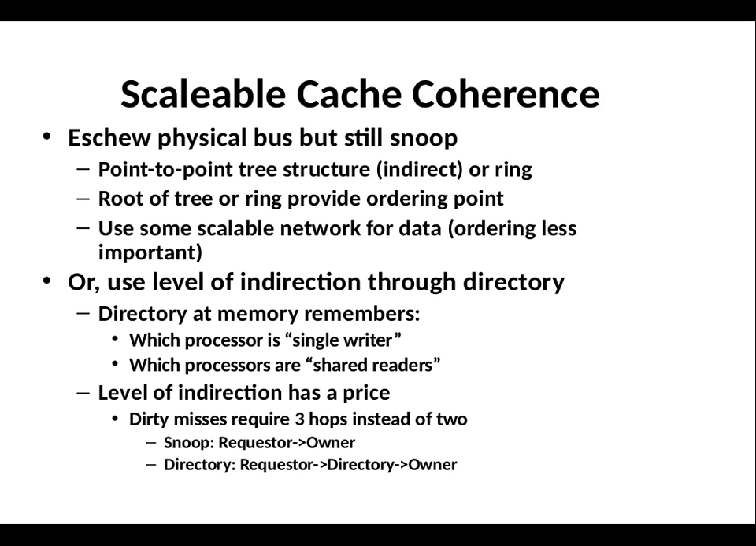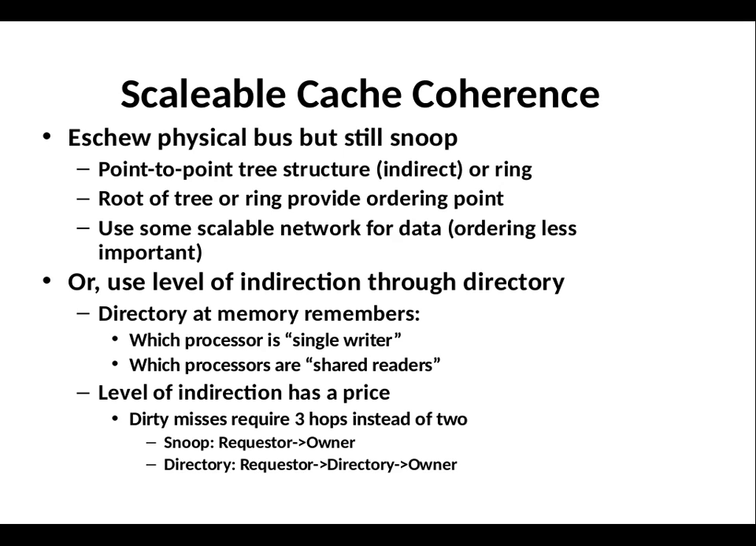The problem is, once you get outside of this bus architecture, things start to get a little tricky about how you're going to forward all the snoop messages around. One way we get around this is we use a directory at memory which says which processor is the writer, which processors are the shared readers. Remember, I'm using P over here, but those are really just cores.